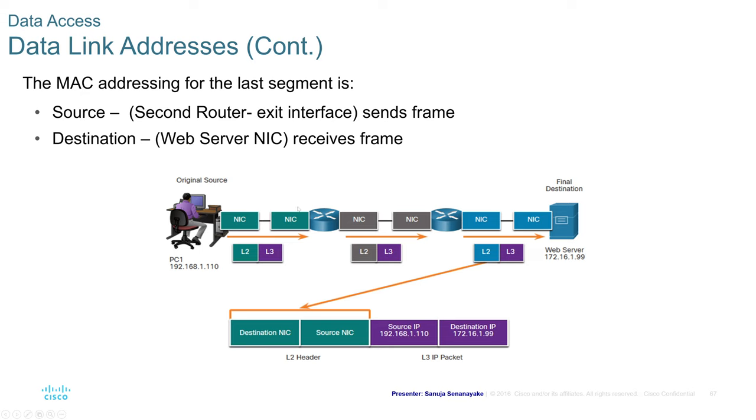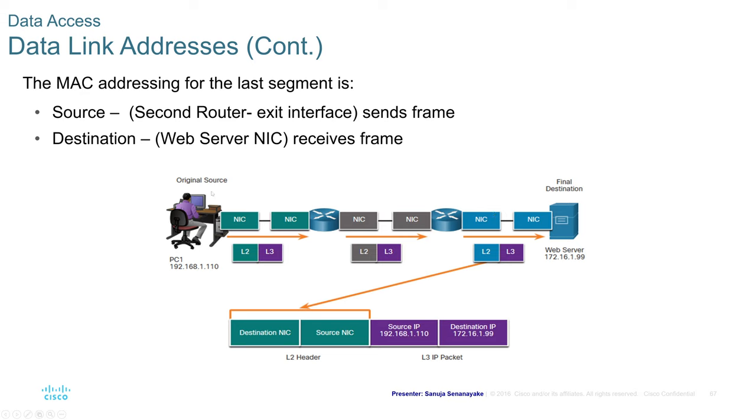So just remember, every single time it goes through a router, the source and destination keep changing until it's reached the final destination. The main concept you need to understand for this beginning introductory course to networking in this particular lecture is that the source and destination addresses change in the data link layer as it goes through these different routers.